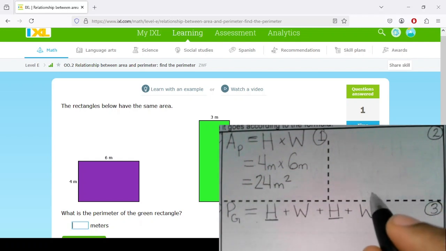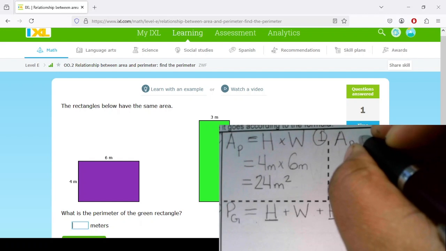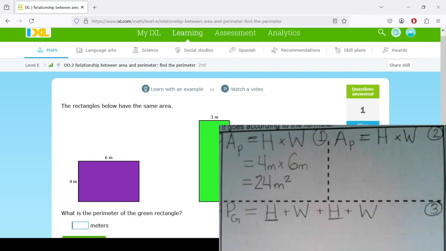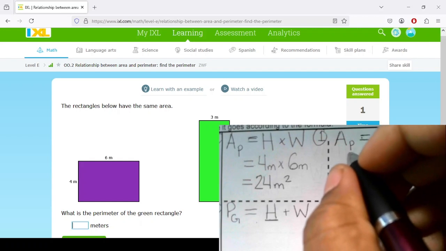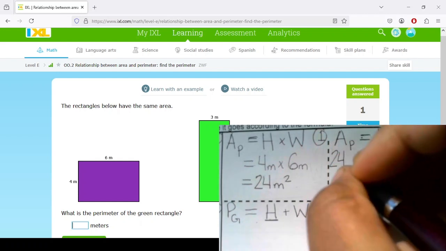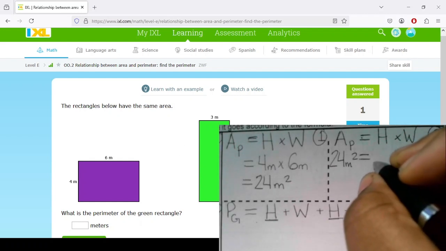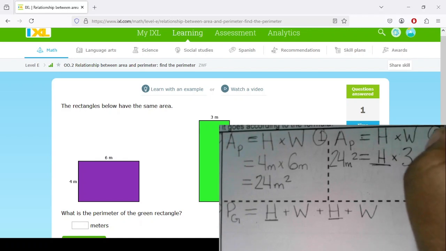So I've used the information I was given. Now I'm going to find the information that I need. The area of the purple rectangle is calculated by the height dimension multiplied by the width dimension. And I know the area is 24 square meters because they told me that the rectangles have the same area. So the purple rectangle has a 24 square meter area. So does the green rectangle. I do not know the height, so I'm just going to still write h there. The height dimension multiplied by 3 meters.